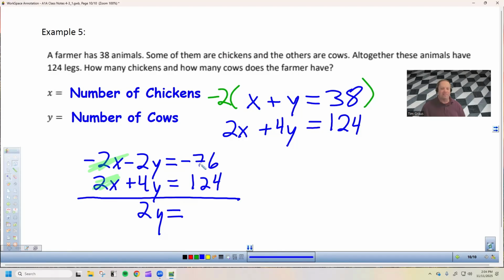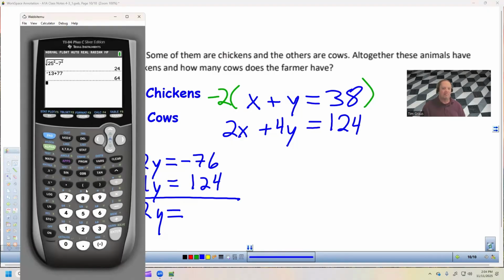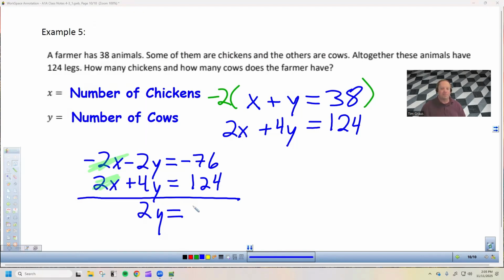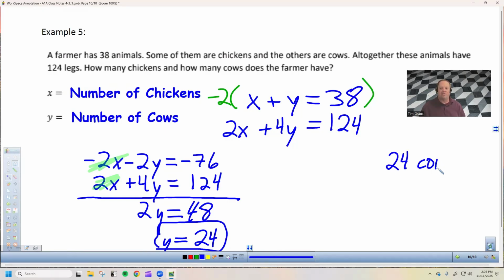And these numbers, negative 76 and 124, let's see what those add up to. Grab a calculator real quick. Negative 76 plus 124 gives me a positive 48. So 2y equals 48. Divide both sides by 2, and I can see that y has to equal 24. So that tells me how many cows I have. I have 24 cows. I'm going to record that information over here.